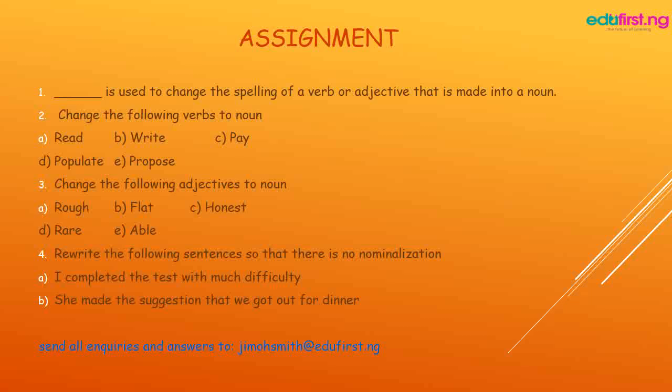Assignments. Question 1. A dash is used to change the spelling of a verb or adjective that is made into a noun. Number 2. Change the following verbs to nouns. A. Read. B. Write. C. Pay. D. Populate. E. Propose. Number 3. Change the following adjectives to nouns. A. Rough. B. Flat. C. Honest. D. Rare. E. Able.